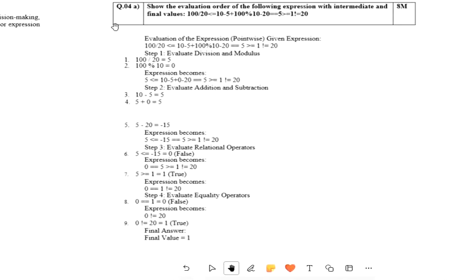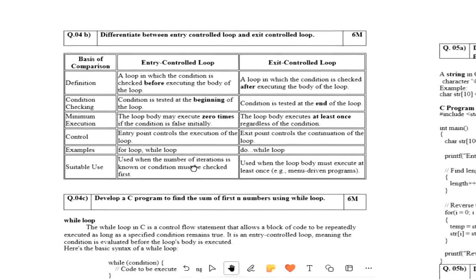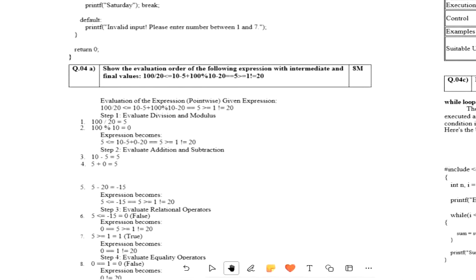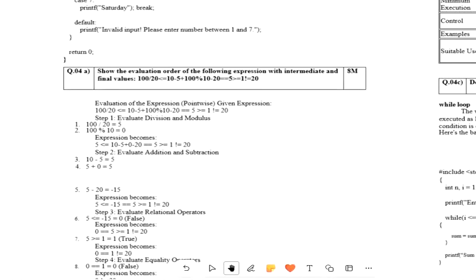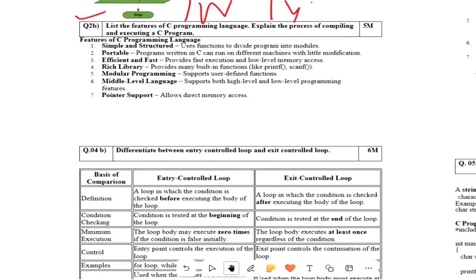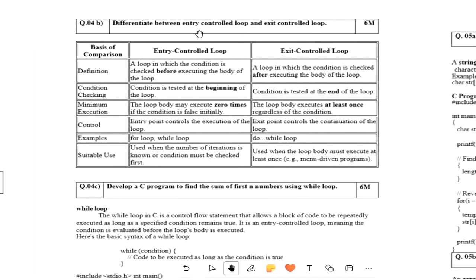So that is 4b, again for 6 marks. What he has asked is to differentiate between entry control loop and exit control loop. These are the basic comparisons. The definition of the entry control loop is a loop in which the condition is checked before executing the body of the loop. The exit control loop is a loop in which the condition is checked after executing the body of the loop. So the condition is tested at the beginning of the loop, and in the other, at the end of the loop.